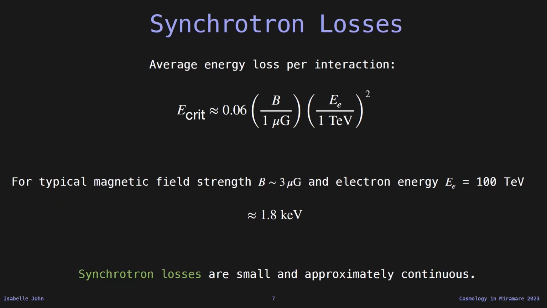If we take some typical values and look at an electron of 100 TeV, then the energy loss in a single interaction is 1.8 keV. So that's very little. And also synchrotron losses happen constantly because electrons and positrons follow the magnetic field lines. So this is a process that takes only small amounts of energy away at once and happens frequently. So it seems very reasonable to describe this as a continuous process.